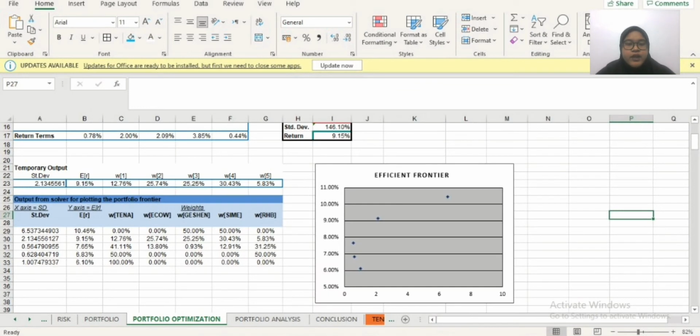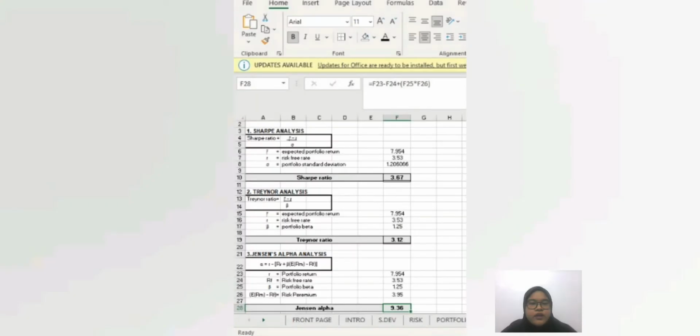As we can see from the Excel, it shows a graph of the efficient frontier, where this efficient frontier is set by the optimal portfolio returns that offer the highest return. We can see from the graph, the highest expected return is 10.46% with a standard deviation of 6.54, and the lowest expected return is 6.1% with a standard deviation of 1.01. Lastly is portfolio analysis, where from the total calculation the Sharpe ratio is 3.67, Treynor ratio is 3.12, and the Jensen alpha is 9.36.